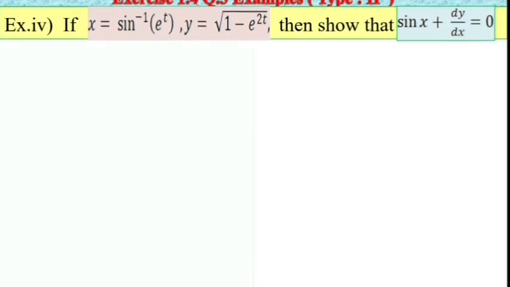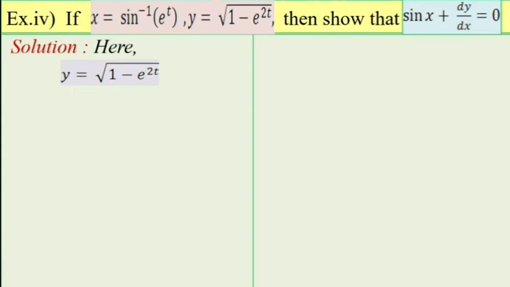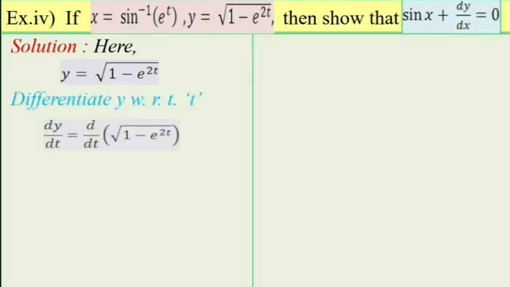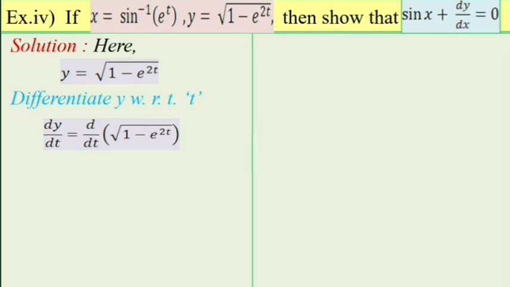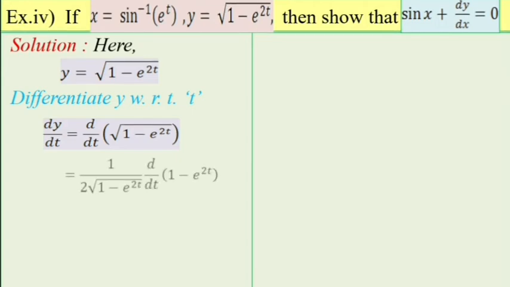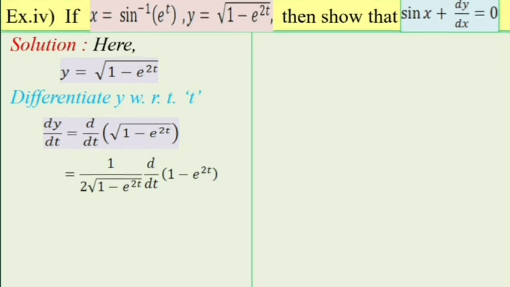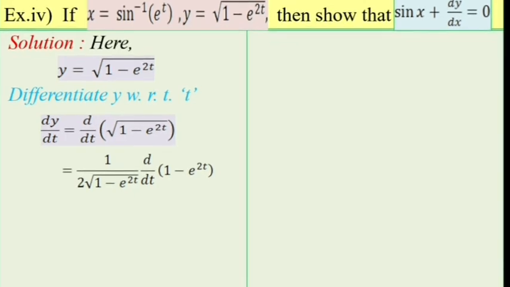Let us start. Here the second function is y equal to root of 1 minus e raised to twice t. Take the derivative of y with respect to t, then we get dy by dt equal to d by dt of root of 1 minus e raised to twice t. Here we know that the root of f of x has the derivative 1 upon 2 root of f of x. By this formula we get dy by dt equal to 1 upon 2 root of 1 minus e raised to twice t into d by dt of 1 minus e raised to twice t, by the composite rule.